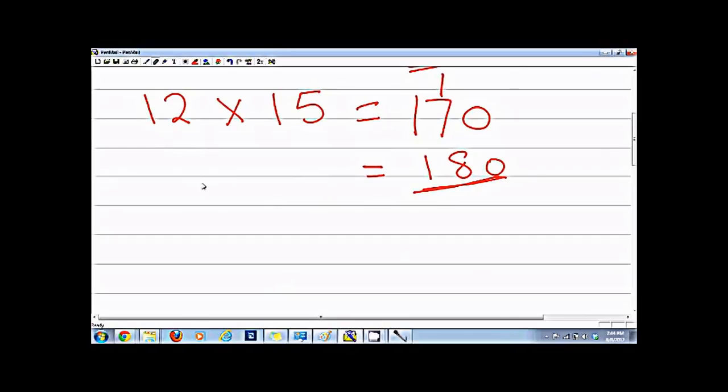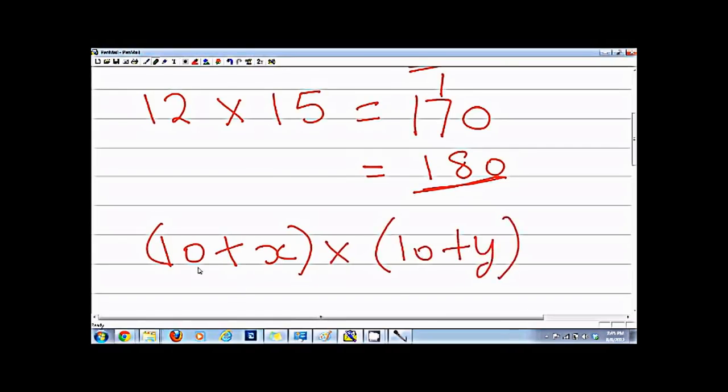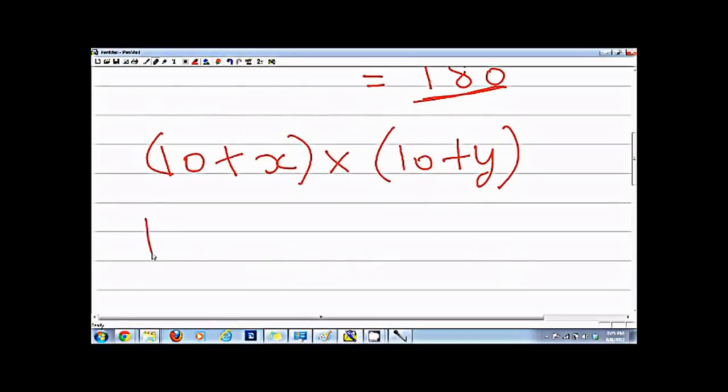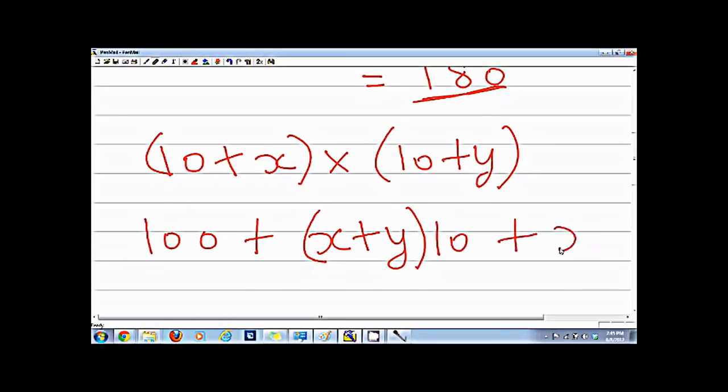Now let's go to the proof. I'm not doing any magic here; there is a simple mathematical proof for it. For example, if I have to multiply two-digit numbers like 10 plus x by 10 plus y, if you solve this, what you will get is 100 plus x plus y, and this x plus y will be multiplied by 10, and then we have x into y.